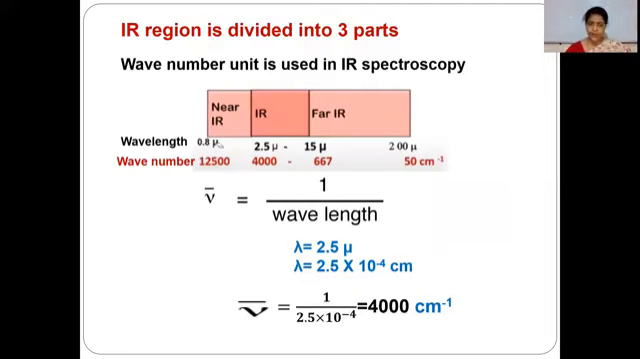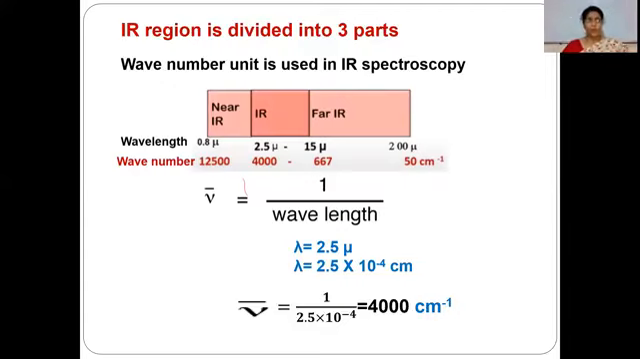The whole IR region is divided into 3 parts. The whole IR region is from 0.8 to 200 micron. This whole region is divided into 3 classes: 0.8 to 2.5 micron, this is near IR. From 2.5 micron to 15 micron wavelength, this is known as working IR or main IR region. From 15 micron to 200 micron, it is the far IR region.